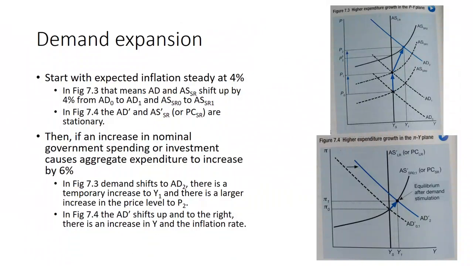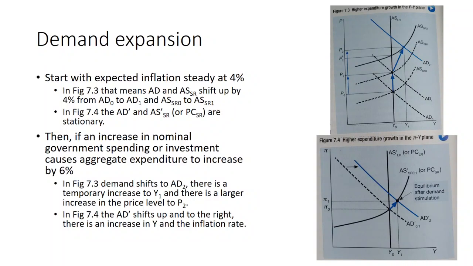In the previous video, I explained how we adjust the ADAS model, and in this one we'll look at changes in demand and shocks to supply and how we can use our new model to explain those. Let's start with an expected inflation rate of 4%.